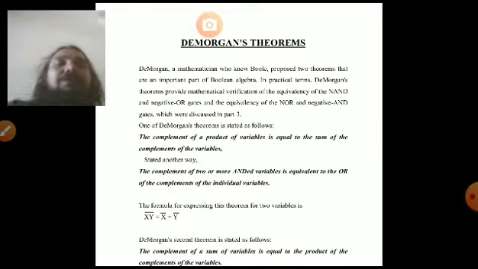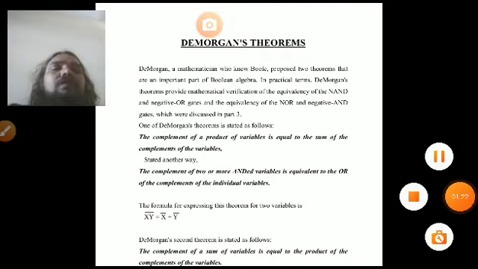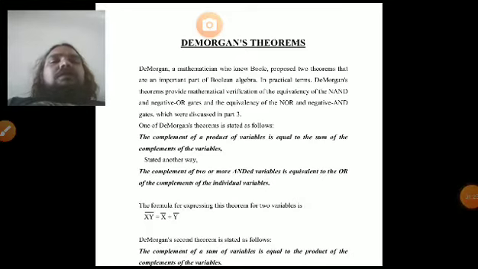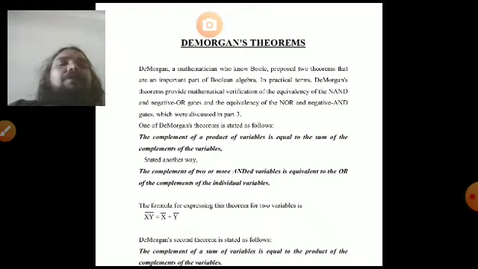De Morgan's first theorem is as follows. The complement of a product of variables is equal to the sum of the complements of the variables. Stated another way, the complement of two or more ANDed variables is equal to the OR of the complements of the individual variables.